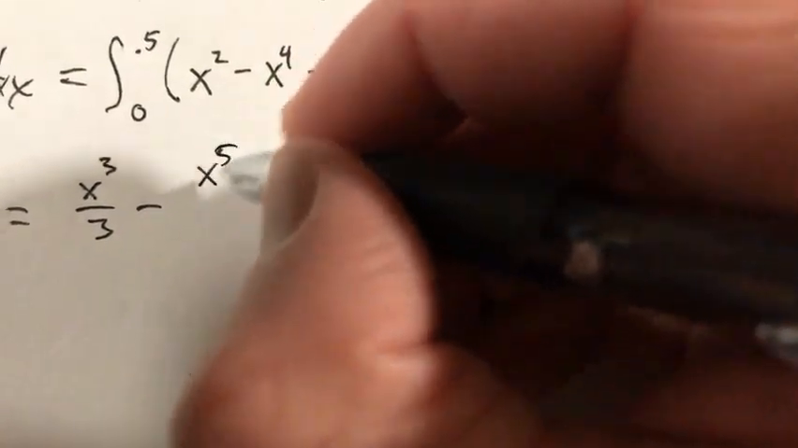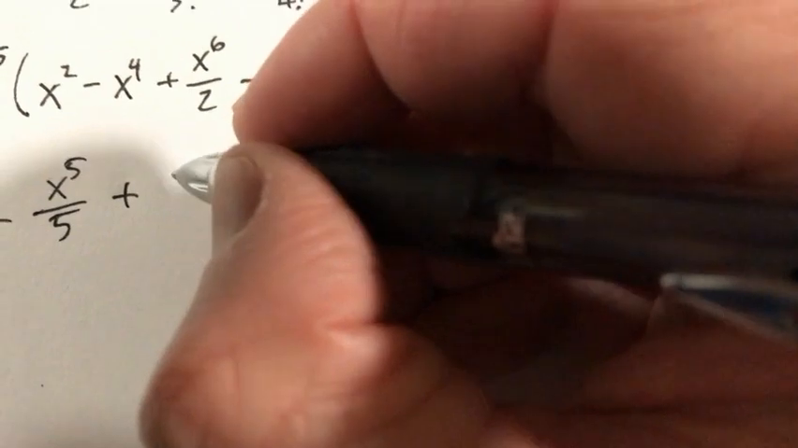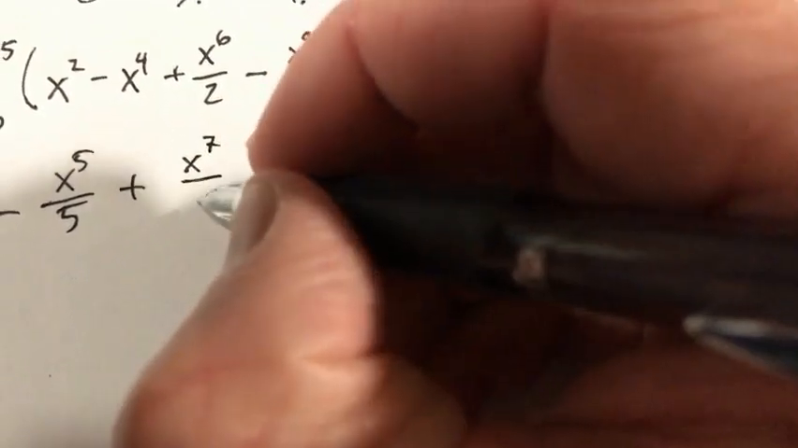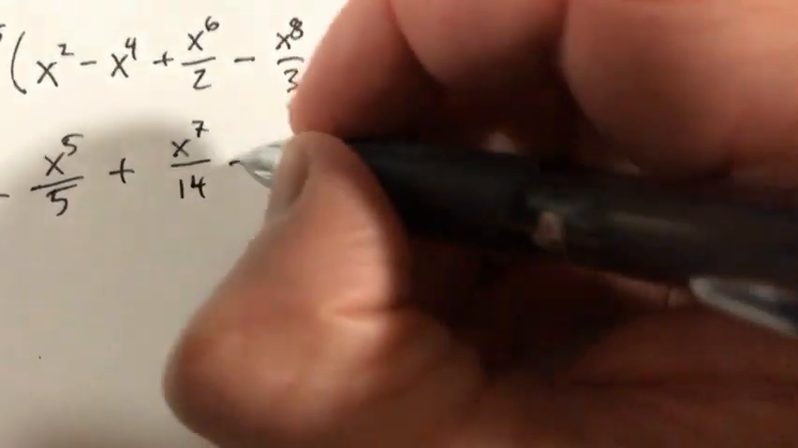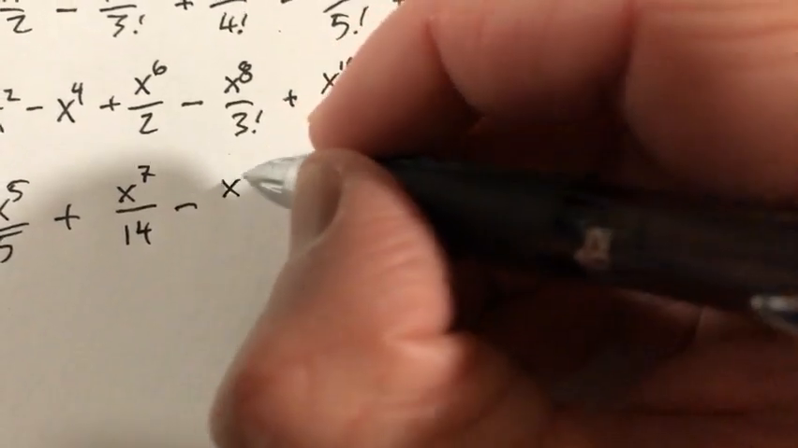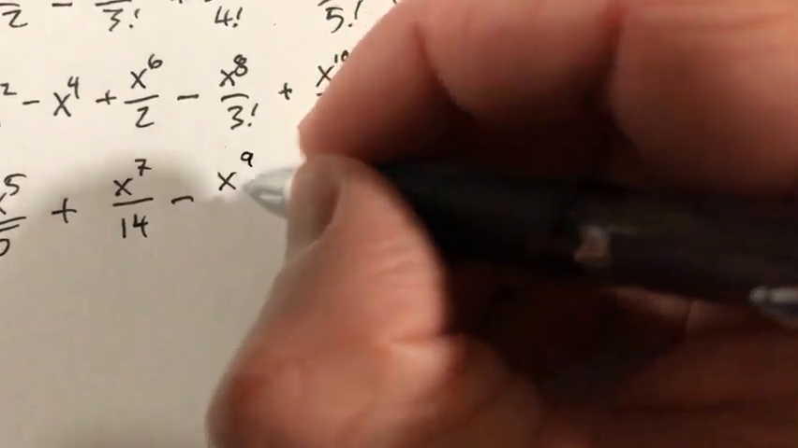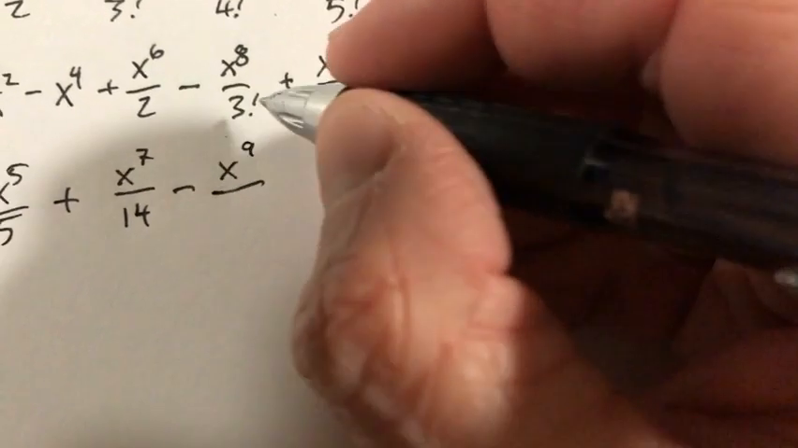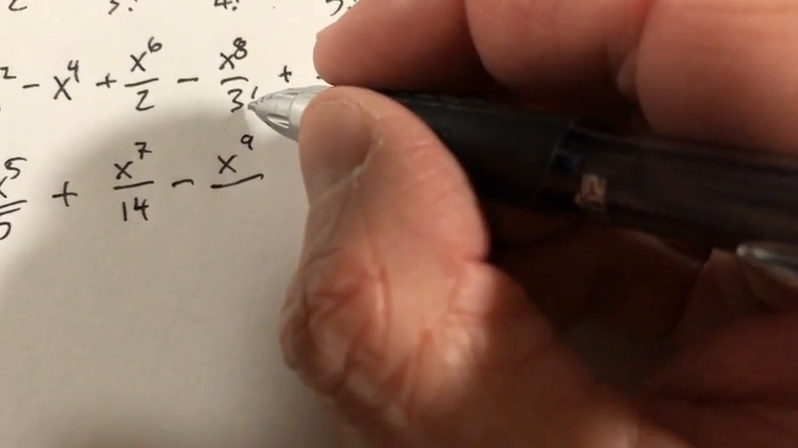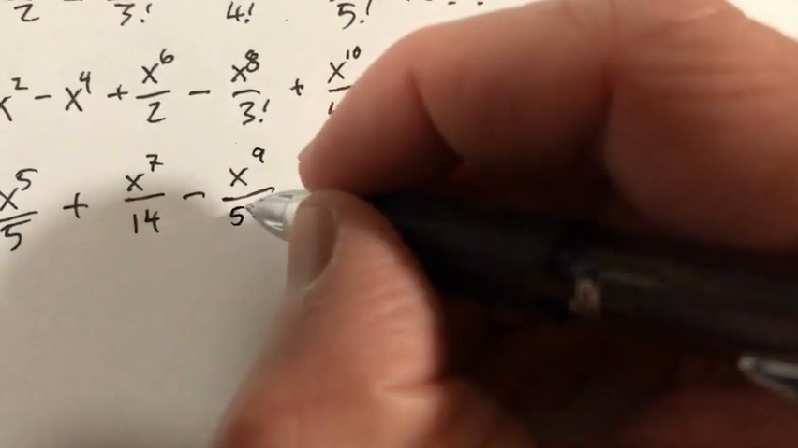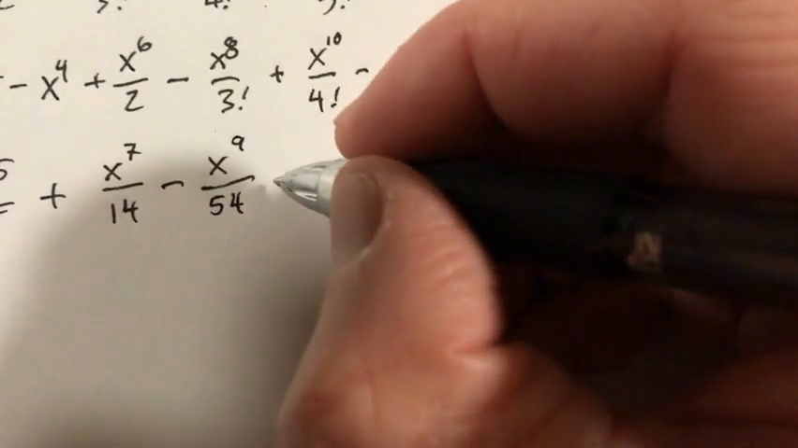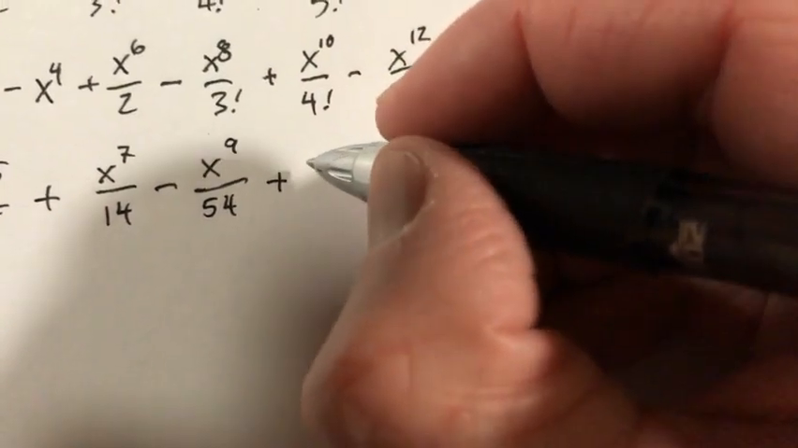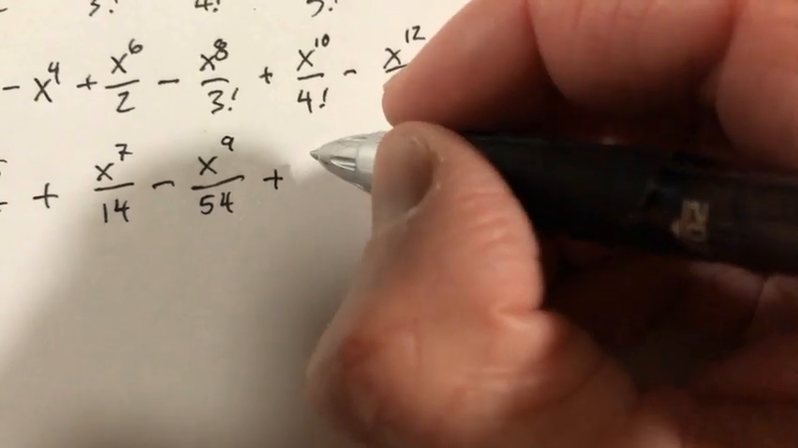Antiderivative of x to the fourth is x to the fifth over 5. Antiderivative of x to the sixth is x to the seventh over 7 times 2, minus antiderivative of x to the eighth over 3 factorial, x to the ninth over 9 times, let's see, 9 times 6 is 54. I'm guessing we probably have enough terms by now, but let's just do one more just to be safe.